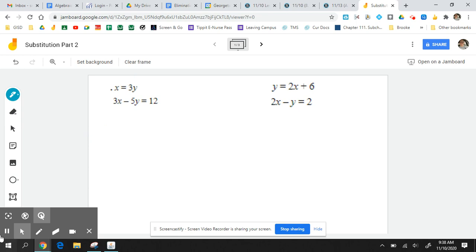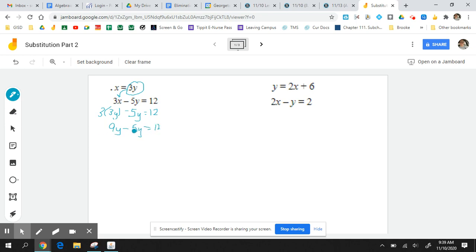However, now that this is not solved for on the second equation, I'm going to plug in this 3y into the x in that second equation and write it back out. All right, so we have 3y plugged in where the x is. So now we have 3 times 3y, which gives us 9y. We're going to go ahead and bring down that minus 5y equals 12.